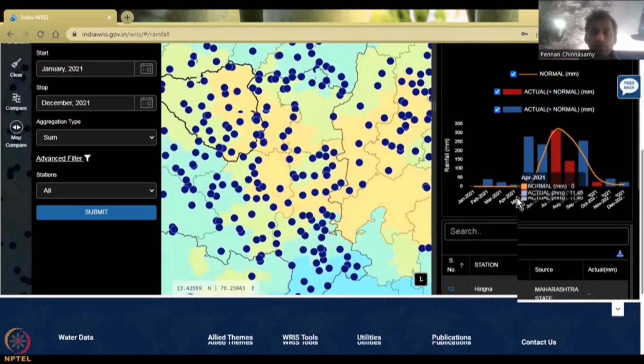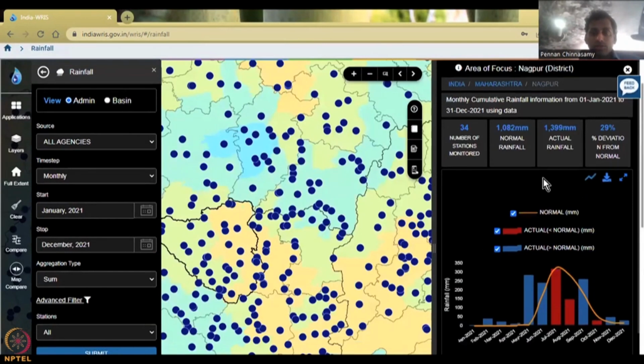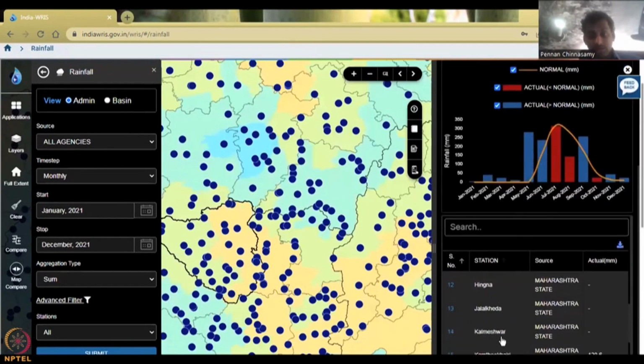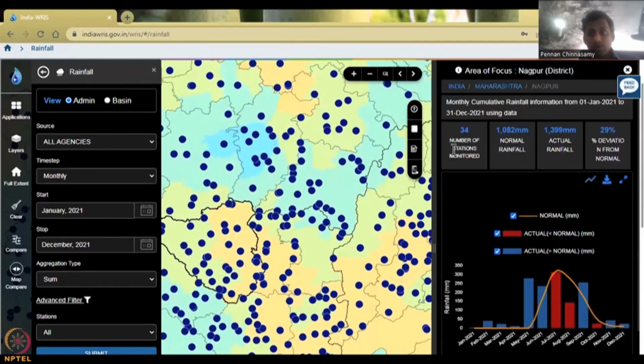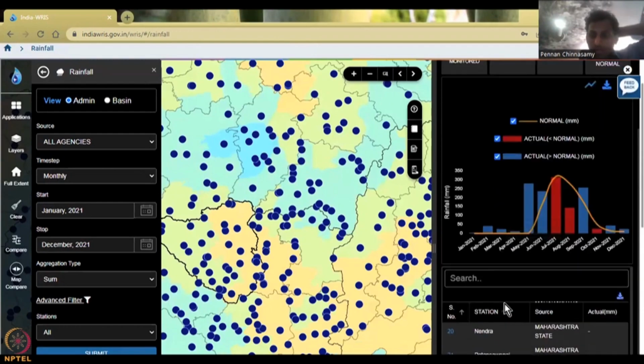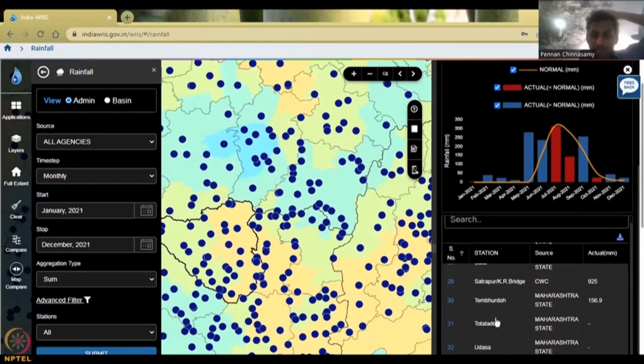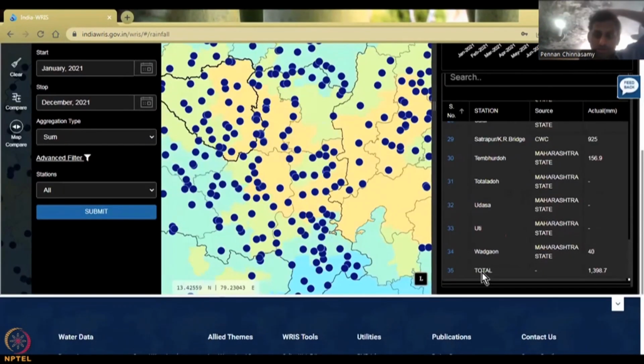So I've selected Nagpur. You can see Nagpur district has been selected. And these are the stations. So in Nagpur, how many? 34 stations. So if you come down and count all this, there will be 34 stations in Nagpur. 35 is a total. So here is where the source is given.